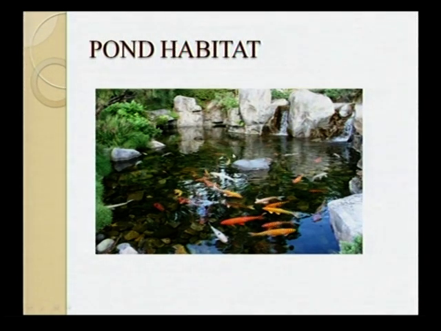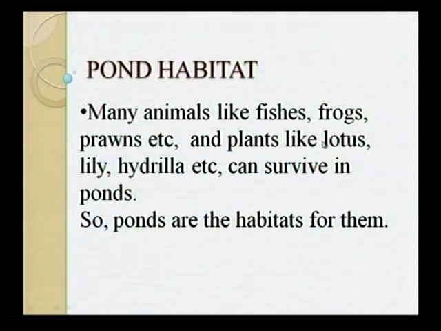So what did you observe in the pond? There are some fishes swimming in the pond, yes? So friends, what you have to do is write some fishes or some animals or some plants which can survive in the pond, okay? Okay, now look at the picture. So we know that many plants like fishes, frogs, prawns and plants like lotus, lily, hydrilla can survive in the pond, right? So ponds are the habitats for them.